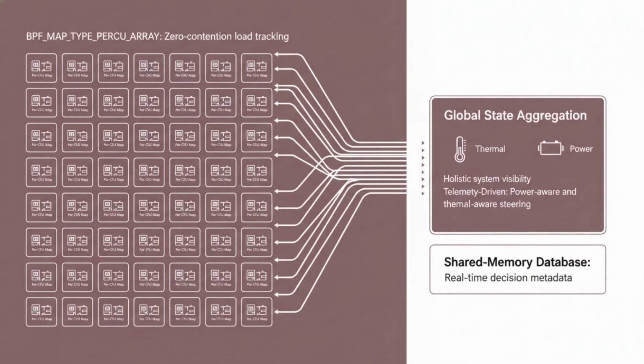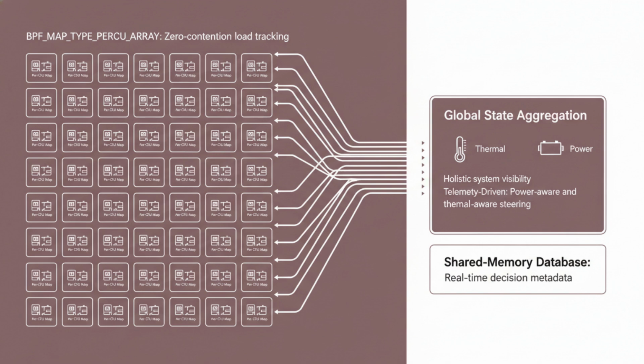Global state is the brain of your custom manager. We use BPF maps not just for storage, but for telemetry-driven decision-making. By utilizing BPF map type per CPU array, we can track the load of every core with zero lock contention. The manager aggregates these per CPU statistics into a global view. This allows us to implement power-aware scheduling or thermal throttling logic.